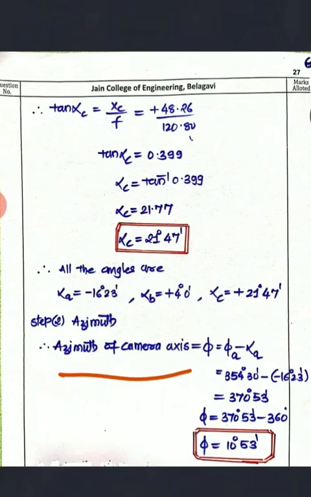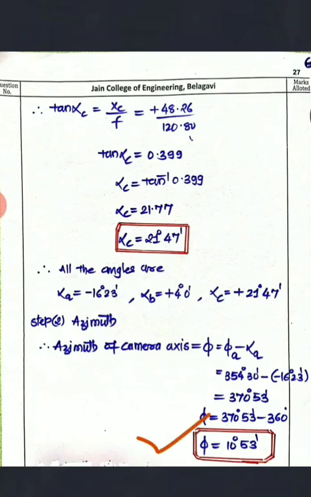Now here the azimuth of the camera axis, psi, is equal to psi A minus alpha A. That psi A is given in this problem, that is 354 degree 30 minutes, minus of minus, alpha A is minus, so it is minus of minus 16 degree 23 minutes. Because it is minus of minus, it is going to be adding, so you get 370 degree 53 minutes. Now it is more than 360, so you have to deduct 360, and you will get psi as 10 degree 53 minutes. Now this is your azimuth of the camera axis.